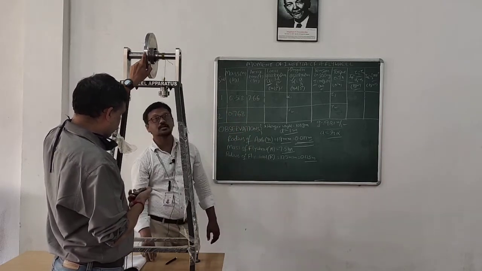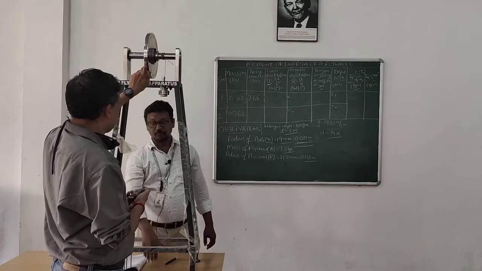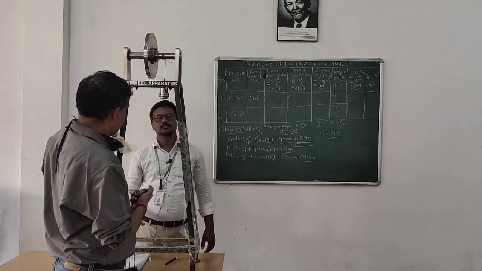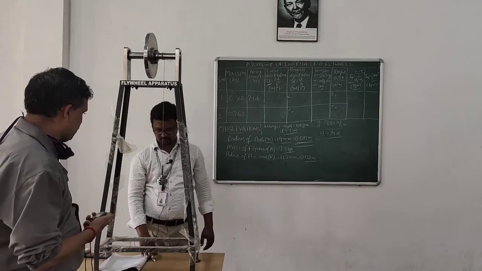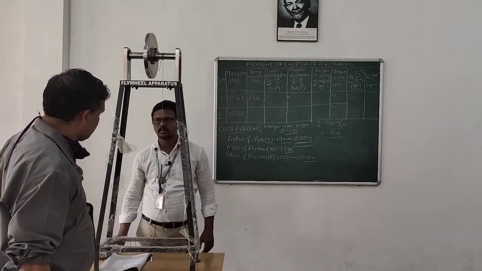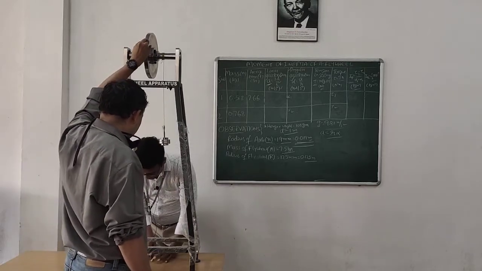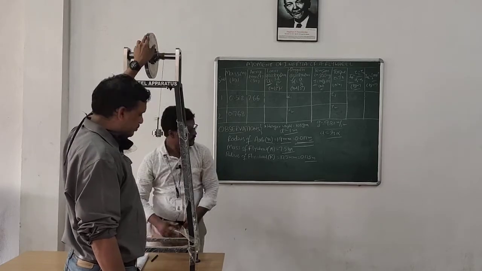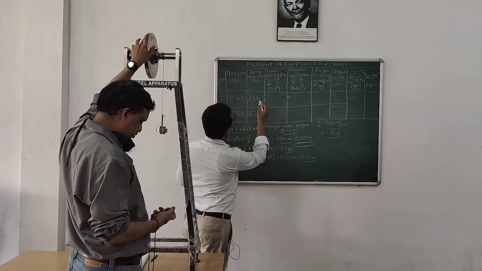Now I am measuring how much time it takes to reach the floor from this plate, with the help of a stopwatch. How much time? It is 6.70 seconds. So the time is 6.70 seconds.